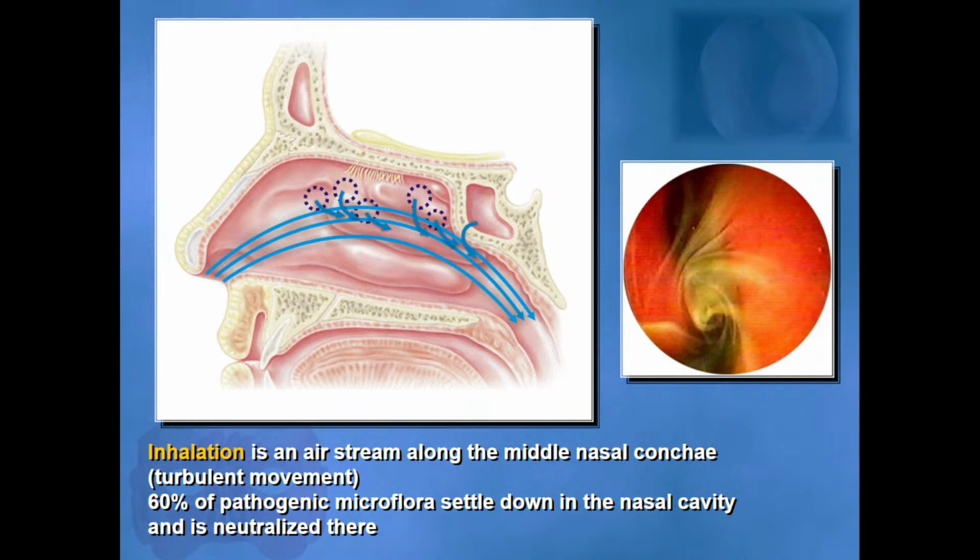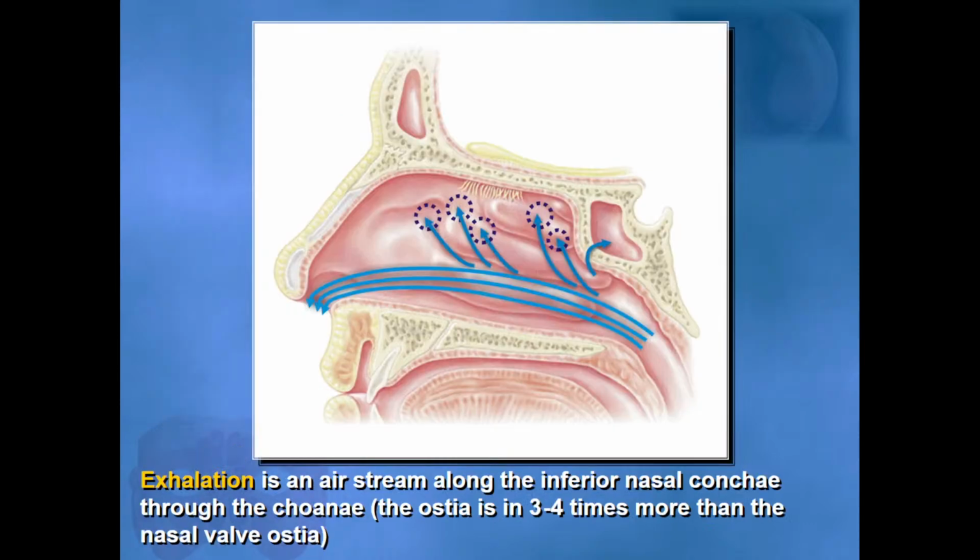So what is inhalation? It is an air stream along the middle nasal concha, a turbulent movement. And if all mechanisms of protection work properly, 60% of pathogenic microflora settle down in the nasal cavity and are neutralized there. Exhalation is an airstream along the inferior nasal concha through the choana.